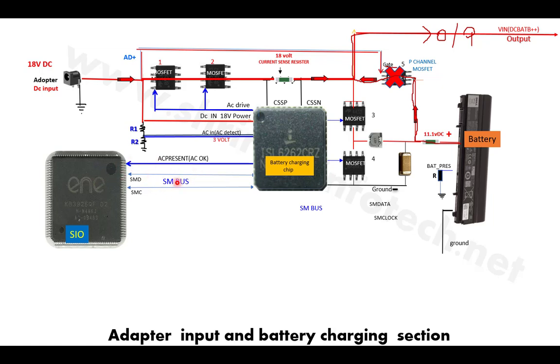Then here is the SM bus, the system management bus. I already told you the system management bus is a two-wire communication protocol. Clock and data is a bidirectional bus, and here the SIO and the battery charging chips communicate with each other. The battery charging chips tell the SIO that the adapter voltage is there, and then this SIO will start communicating with the battery.